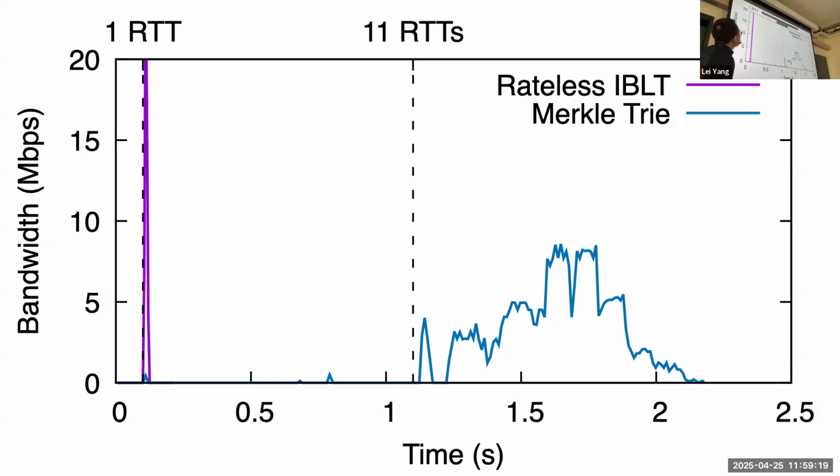But here in Rateless IBLT, you just make one spike. Alice just starts sending, pumping her symbols to Bob at maximum line rate, and Bob acknowledges, and the protocol finishes. And here the line rate is 20 megabits per second in our experiment.